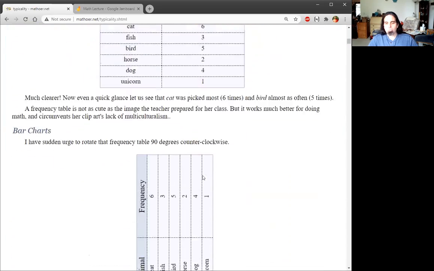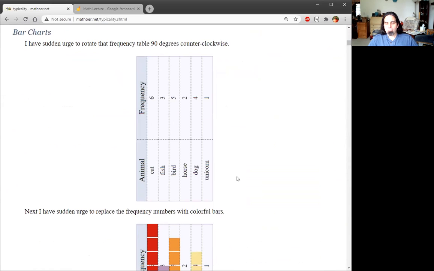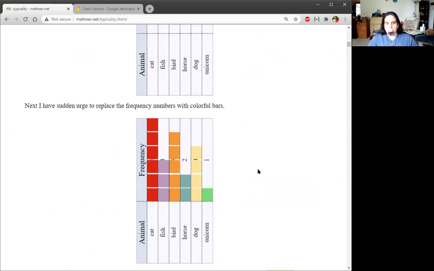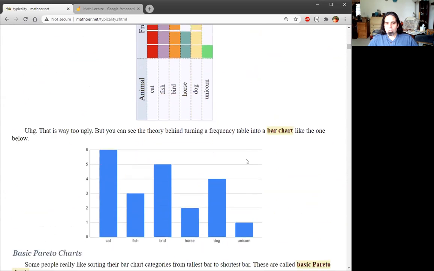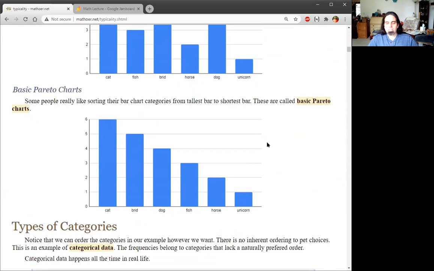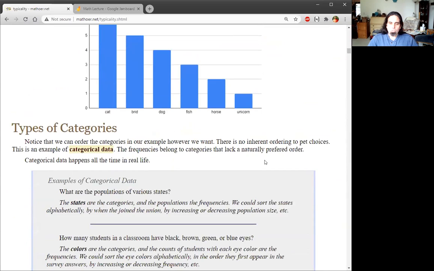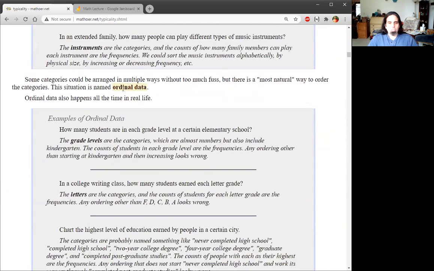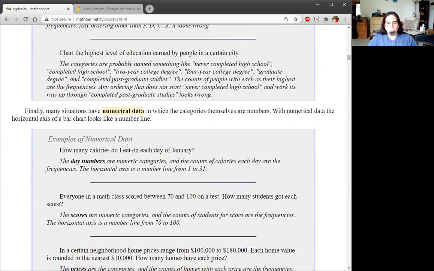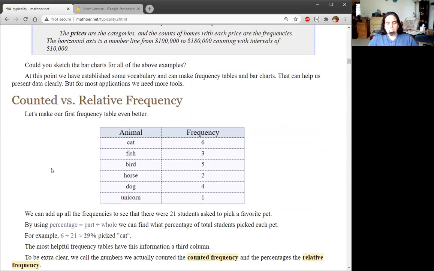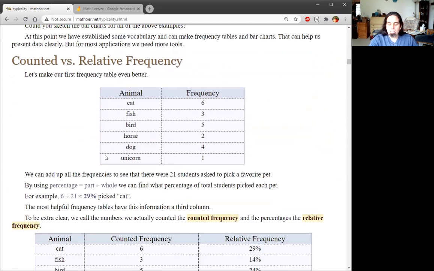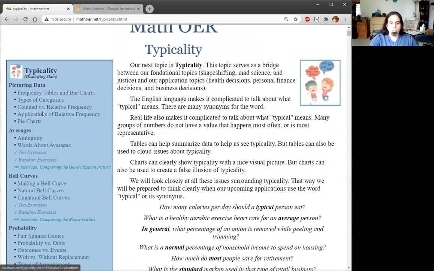So you will see things that look familiar here, right? Things moved from the homework and so on, turning the frequency table on its side, making it into a bar chart, all the stuff that we've talked about already. So categorical data versus ordinal data versus numerical data and so on. Relative frequency. So the beginning of this page is all the stuff we've done already.